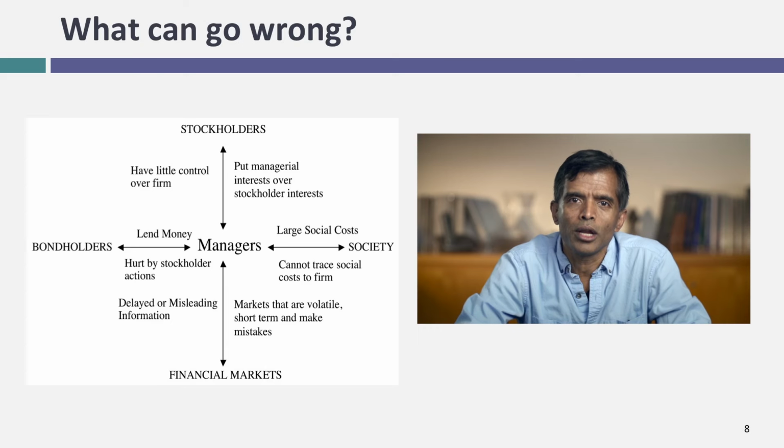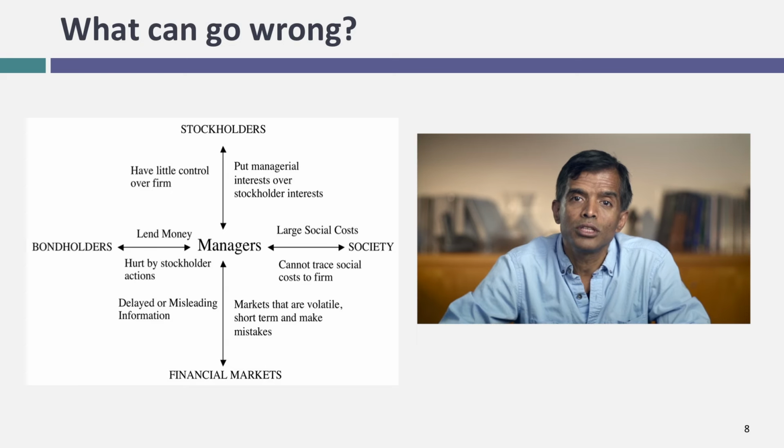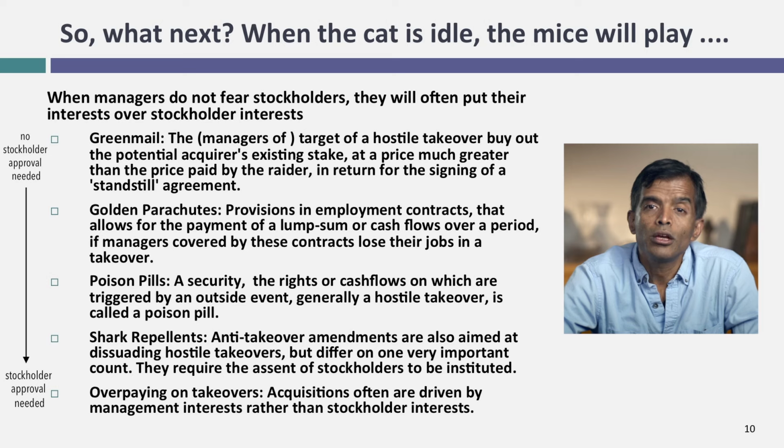Stockholders have little power now over managers because the annual meeting is not very effective, and the board of directors works more for the managers than it does for the stockholders. So you're saying, so what? Well, managers, given a choice, will then put their interests over stockholder interests. Again, I'm going to move forward a couple of slides to illustrate some examples of managerial interests overwhelming stockholder interests. Here are 5 examples of managers putting their interests over stockholder interests.